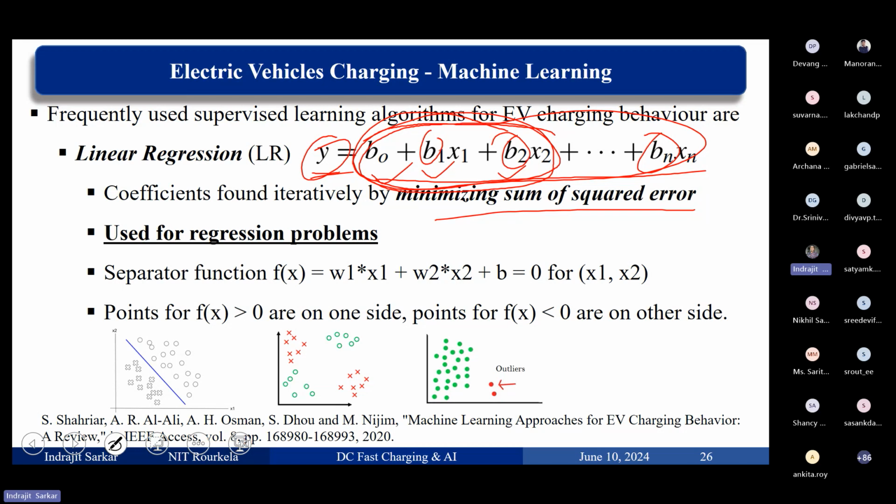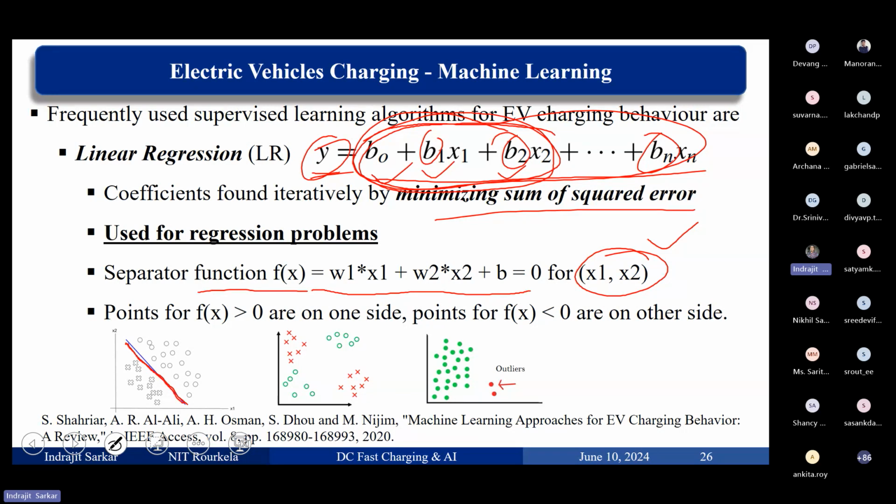Then, if it is a linearly separable data set and a classification type of problem, there is a line, a separator function, given by f(x) equals this. If the data point x1, x2 is on the separator function, which is obvious, then the separator function will become 0 at this separator line.